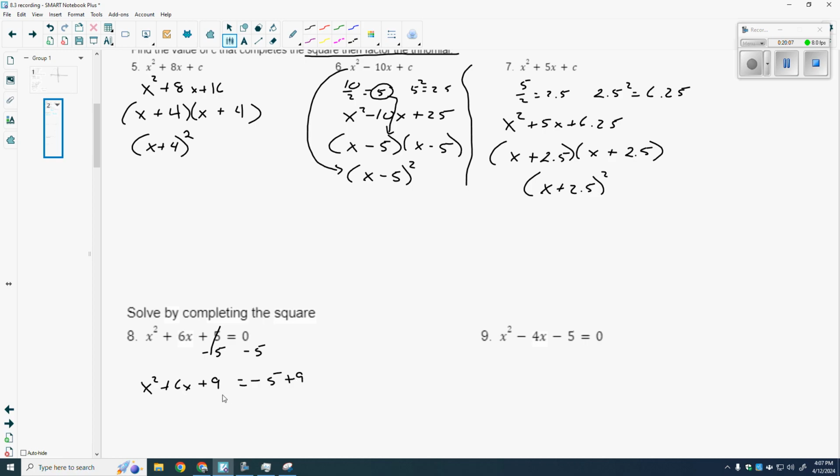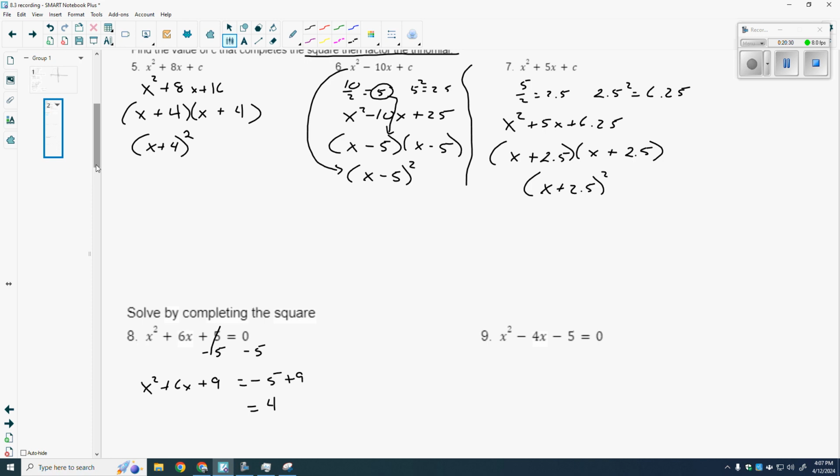Notice I'm not moving the 9 over. I'm not subtracting 9 now. This 9 was a brand new term. I added it to this side. Just like this is a brand new term. I subtracted 5 from this side. So what I do to one side, I do to the other. I added 9 here, so I have to add 9 here. Okay, right-hand side's easy. 9 minus 5 is 4.